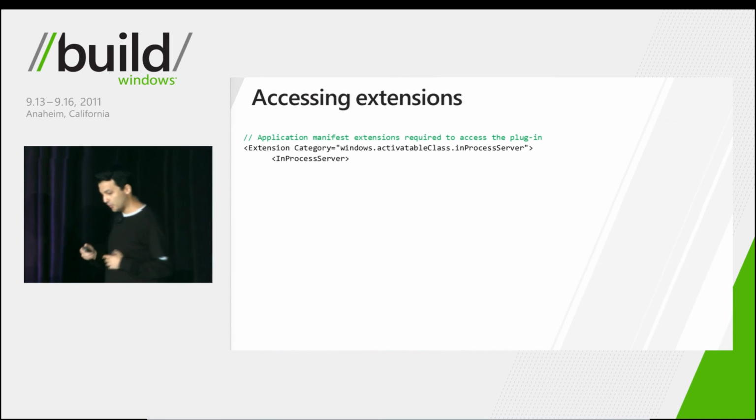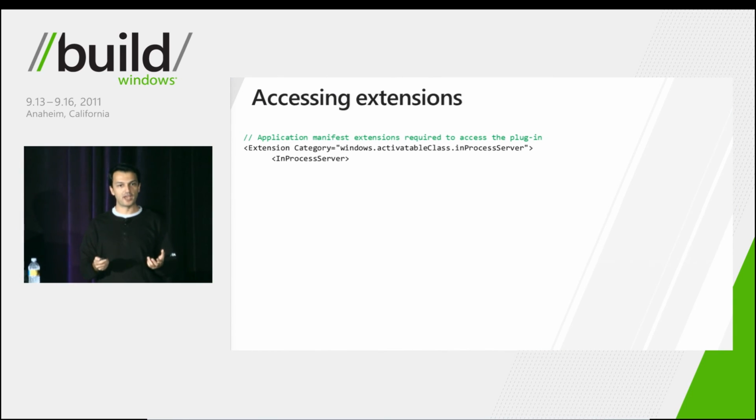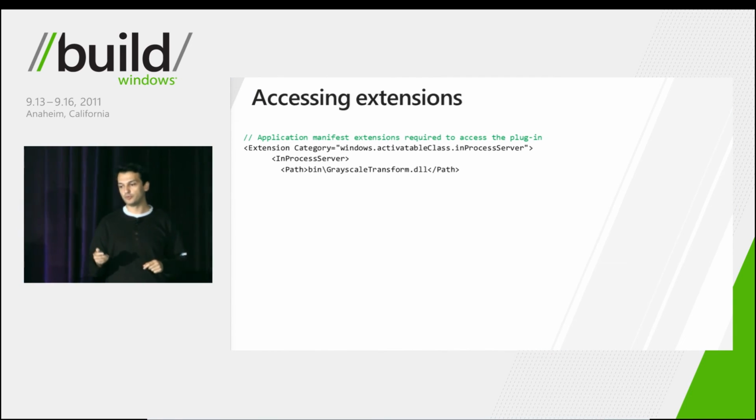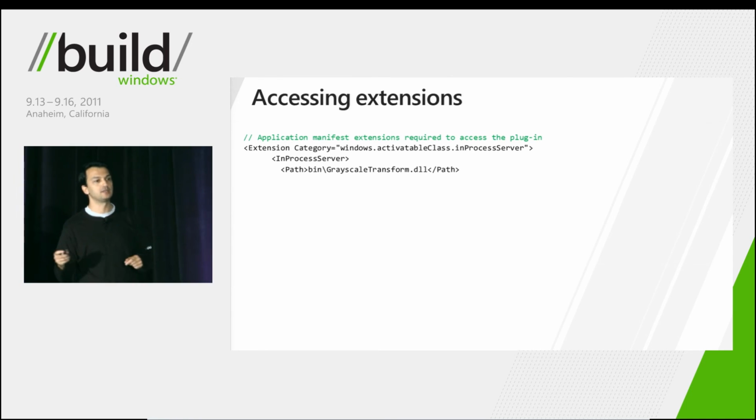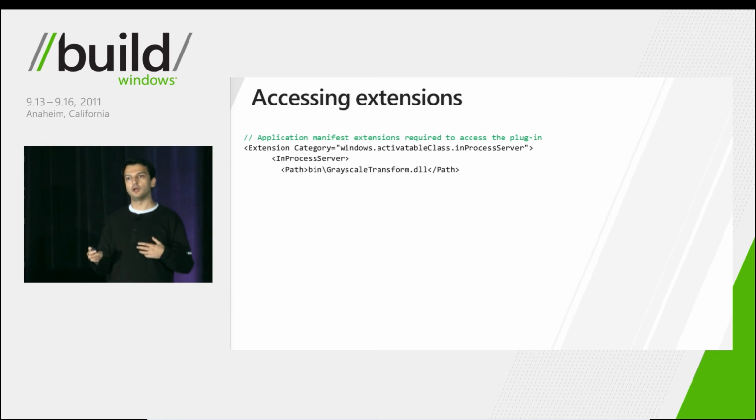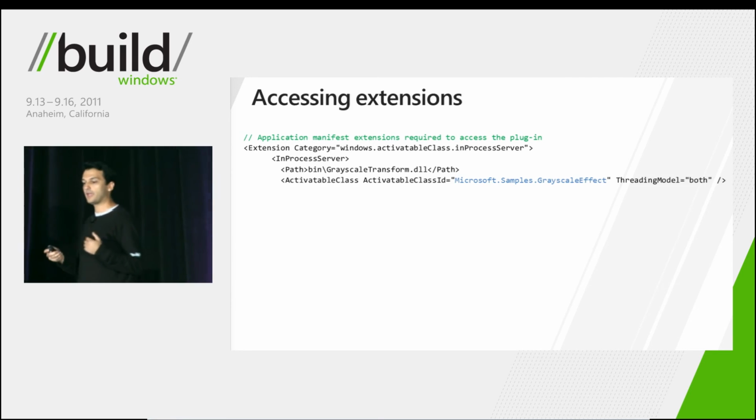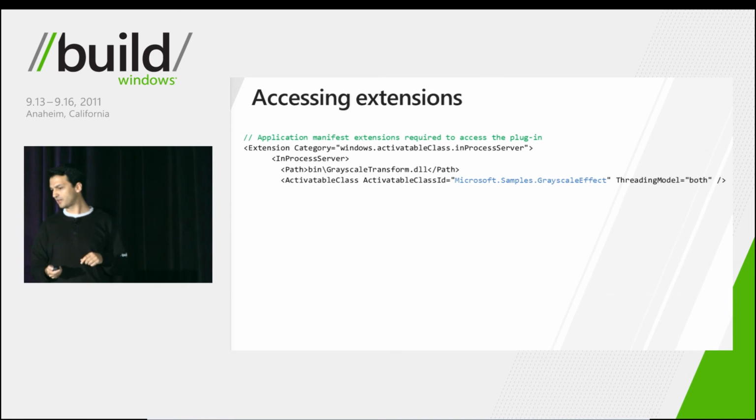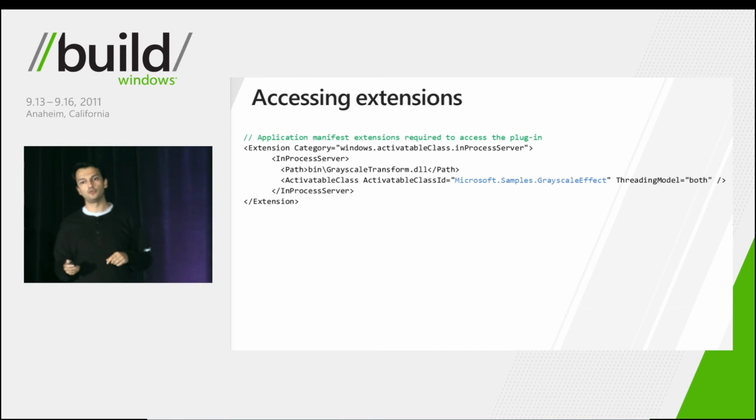And how you get going with the extension, once you have one of these, you go to the app manifest and declare it in the extension section. So here I have the grayscale transform that is implemented, and I specify the path, and I give a name. I called it Microsoft.samples.grayscale effect. And now your app is ready to use it.